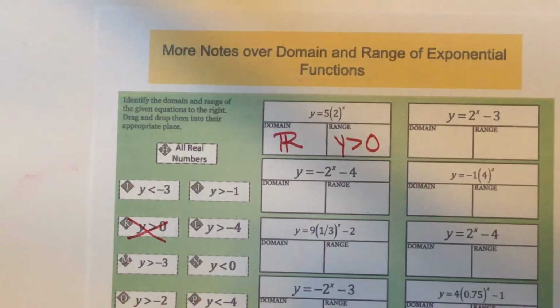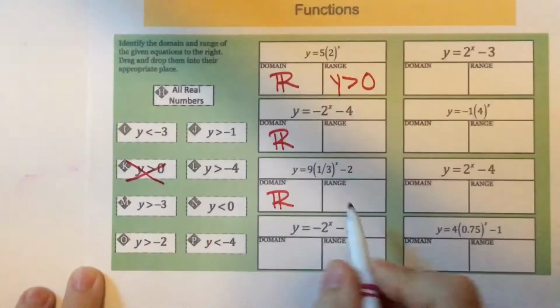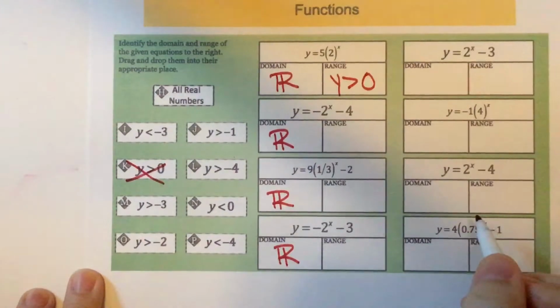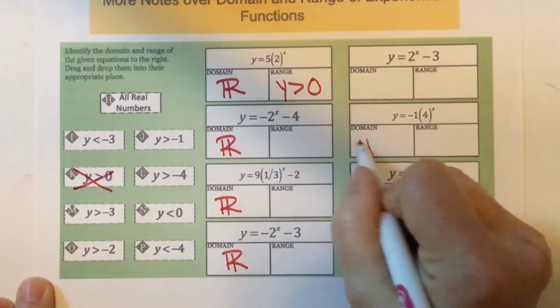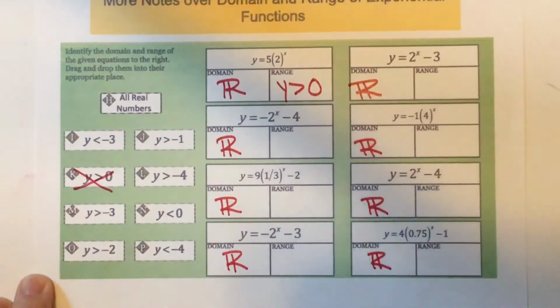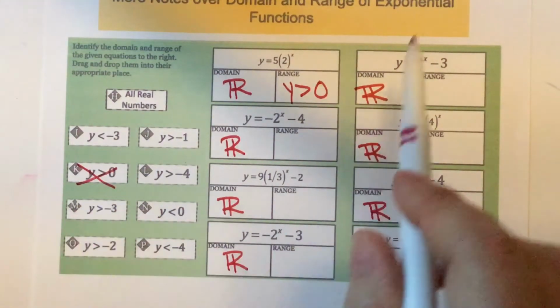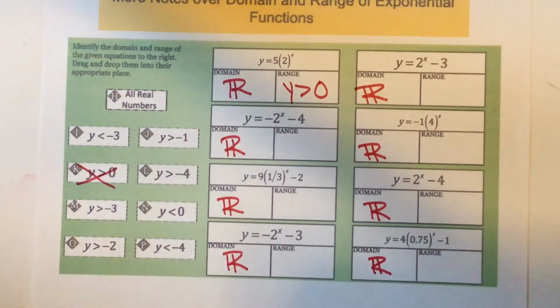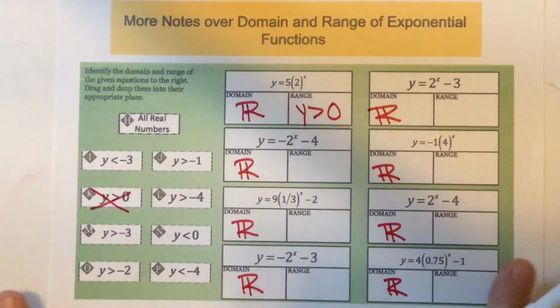And what do we know about the domain of every one of these problems? It's all real numbers. All real numbers. All of these graphs go forever to the left, forever to the right. Doesn't matter how they look, they all do that. Okay, so half the assignment's been done.